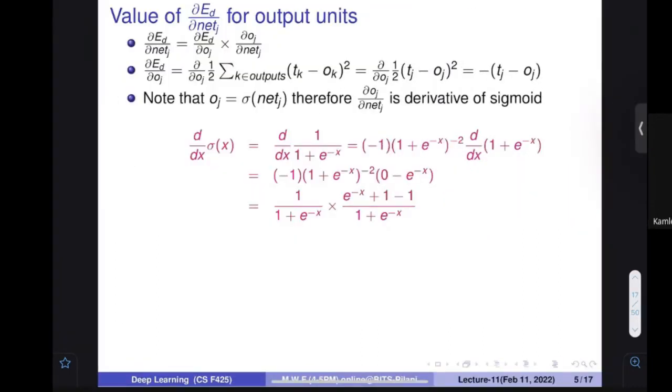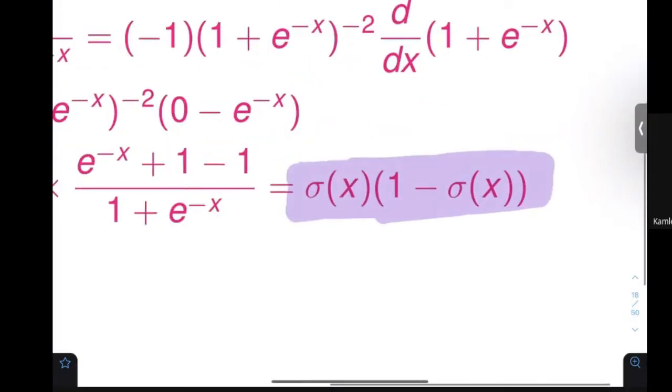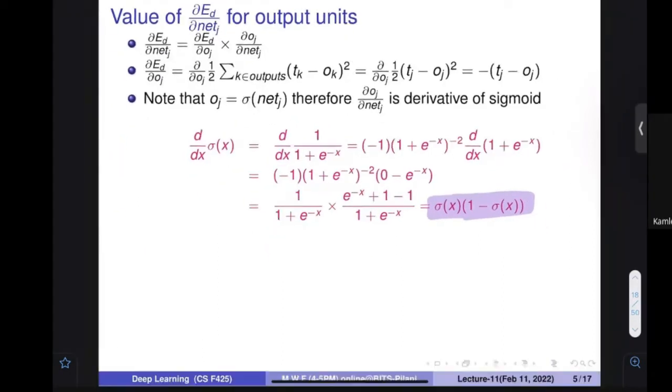I think I have missed just one point, that there was a minus 1. So you multiply over here. So this becomes positive, plus 1 minus 1, as I told you that you can add, and ultimately you come up to this particular formula: sigmoid of x into 1 minus sigmoid of x. Is it fine? Many of you may have learned this formula while preparing for your IIT JEE. This is the same formula that we are going to utilize.